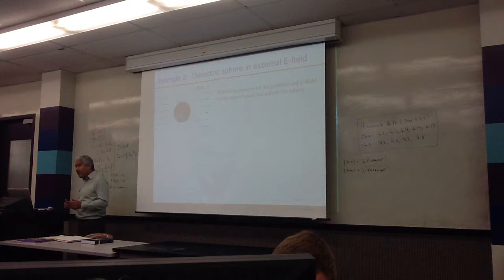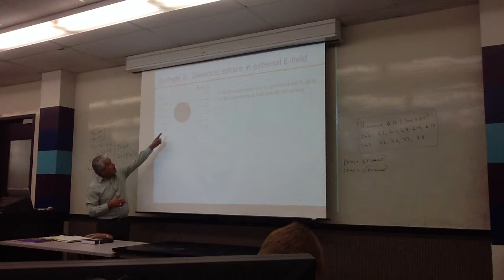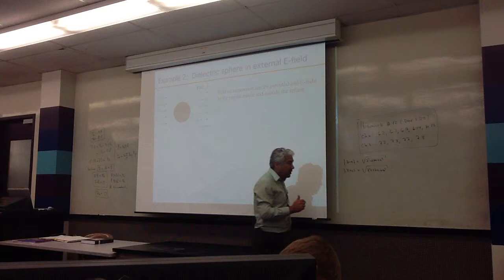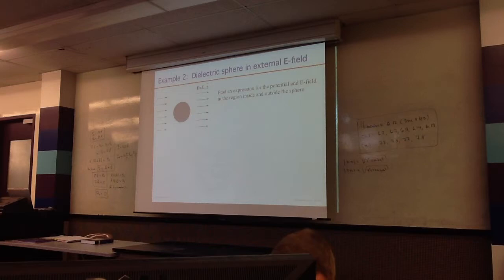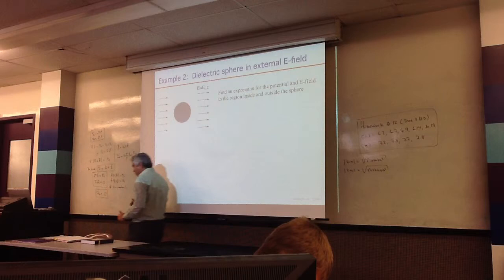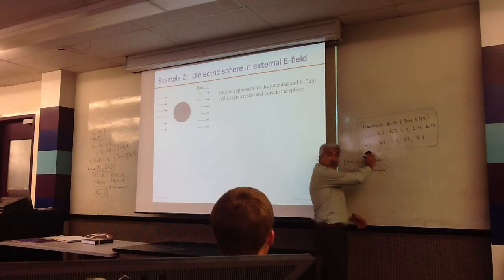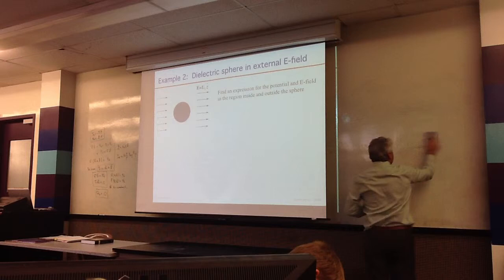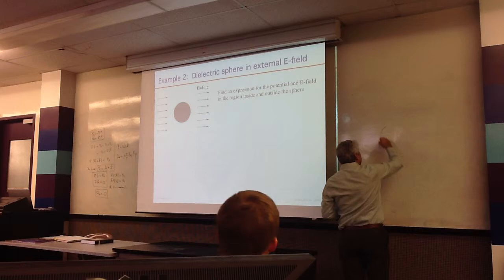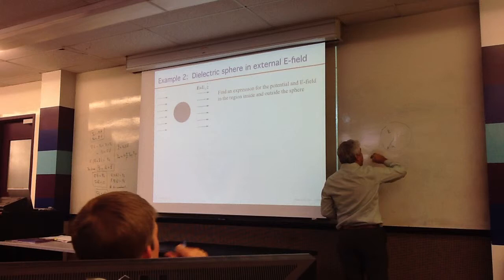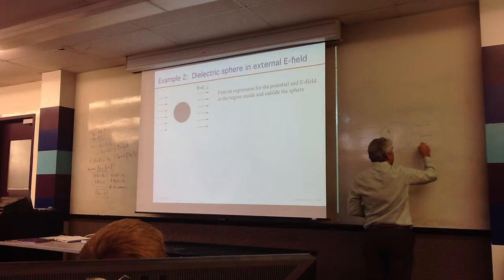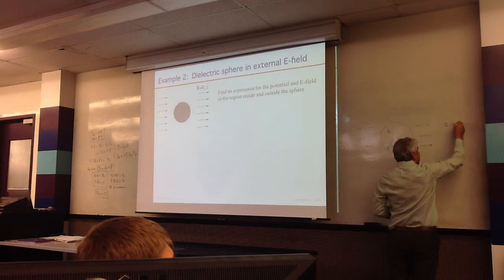Obviously now I have an epsilon, which, this doesn't read very well, but this has an epsilon in here, that you can probably see a little bit if I turn the lights off. And so the epsilon inside the sphere is different than the outside. So for this problem, what we have is a sphere. Outside I have an epsilon zero.